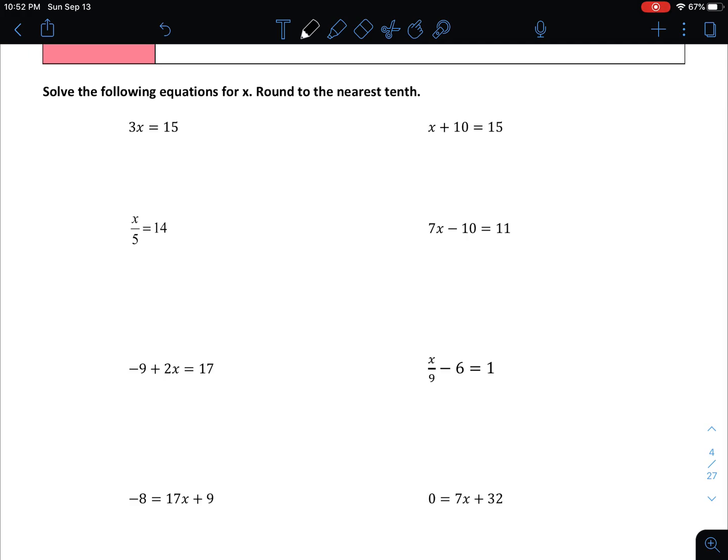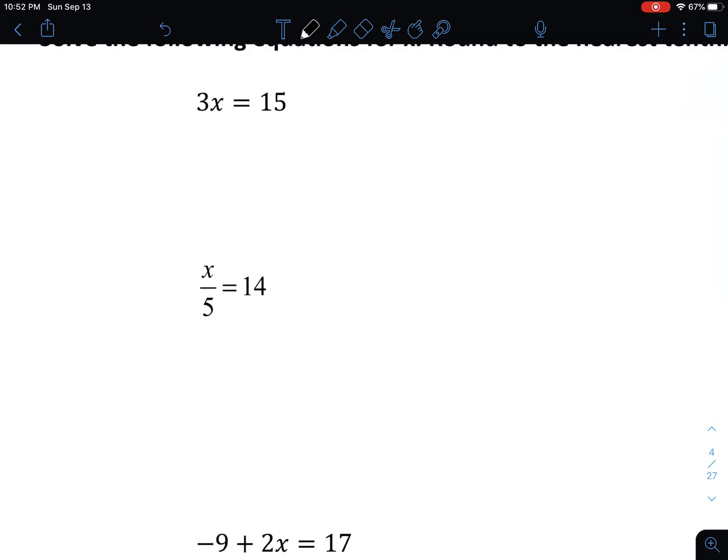All right, so let's take a look at this first one, top left. So 3x equals 15. We've got 3 multiplied by x equals 15. Opposite of multiplying by 3 would be to divide each side by 3. And when we divide each side by 3, that leaves us with x by itself on the left side is equal to 5 on the right side. So 15 divided by 3 is 5. Feel free to use a calculator whenever you need to, guys.